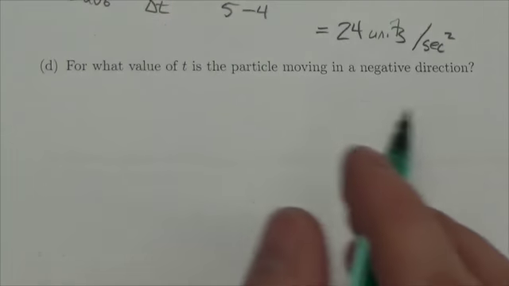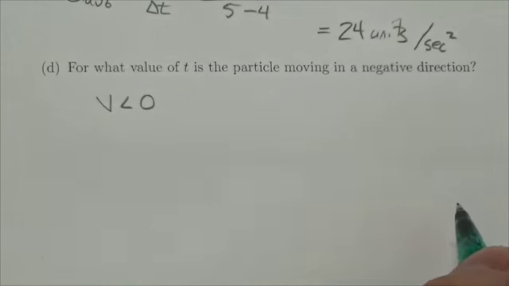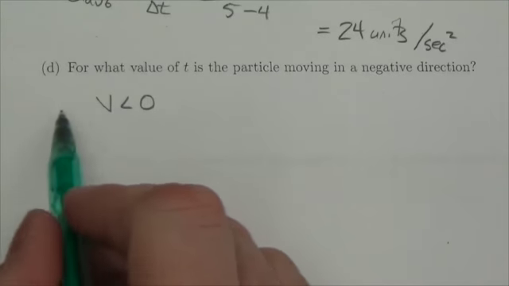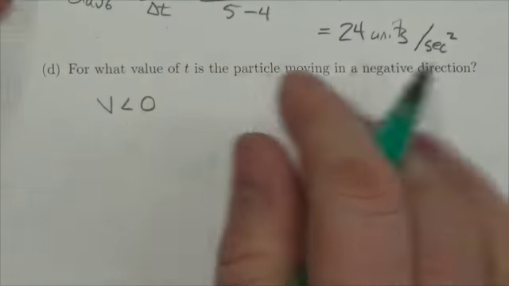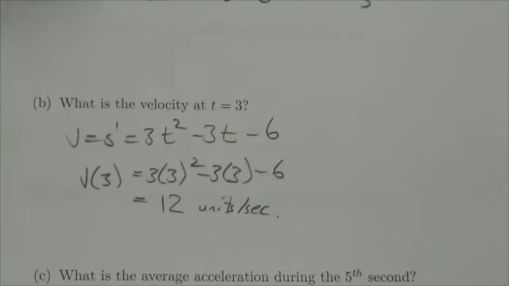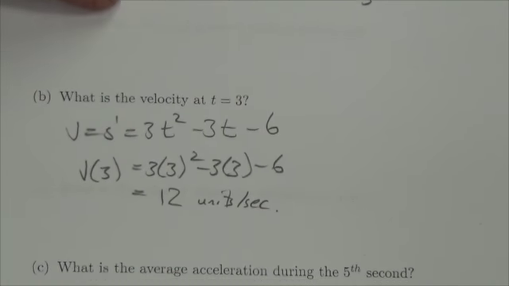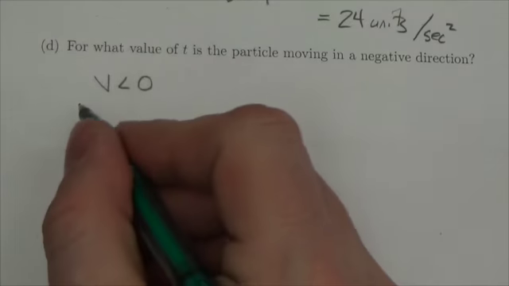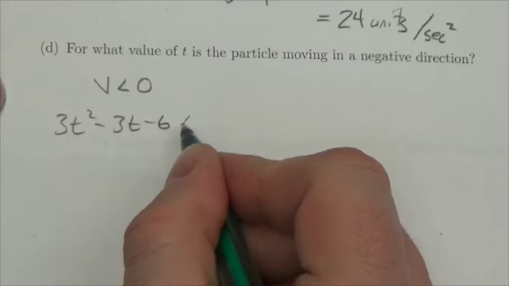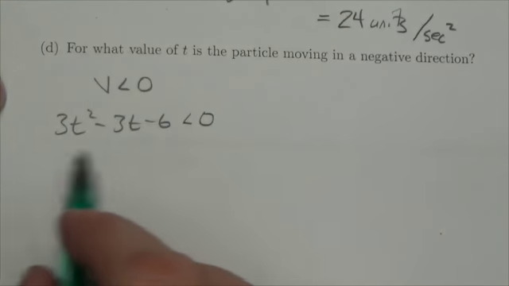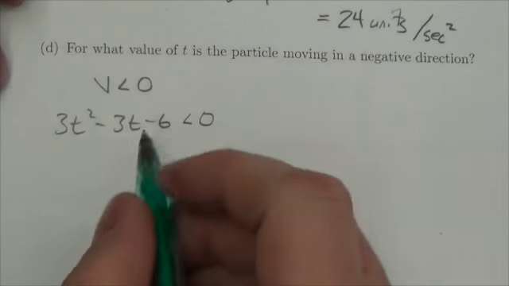Okay, to be moving in the negative direction, really what that means is we can interpret that as velocity being negative. As long as our velocity is negative, then we know this particle is moving in the negative direction. Now, the velocity, if we go back up to our B question, we determined that the velocity was 3t squared minus 3t minus 6. So I know that wherever 3t squared minus 3t minus 6 is less than 0, for whatever times that's true, my particle will be moving in the negative direction.